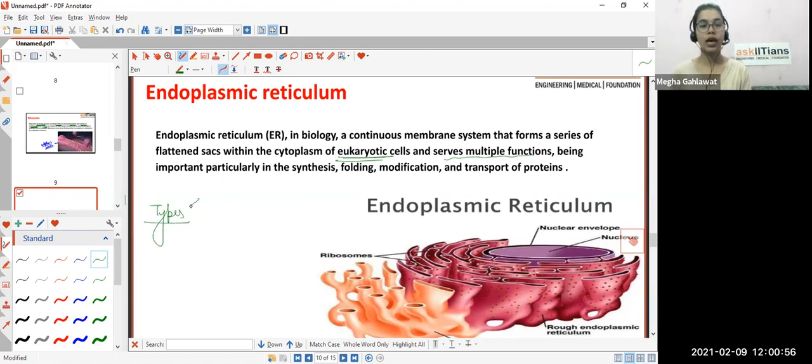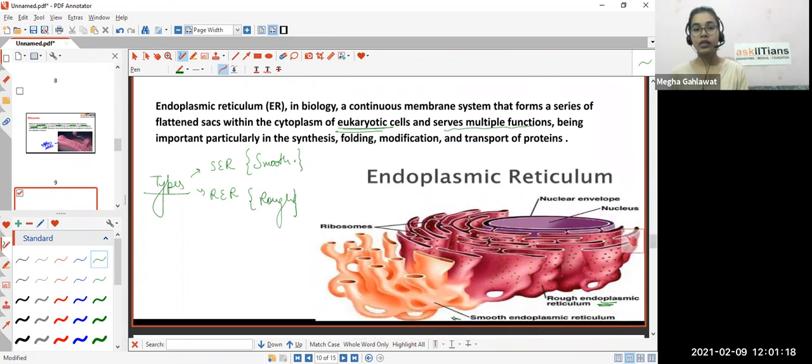Okay, so we have the SER and we have the RER: smooth endoplasmic reticulum and rough endoplasmic reticulum. Now, what you see right here is that rough endoplasmic reticulum is present just next to the nucleus, whereas the smooth endoplasmic reticulum is present in continuation with the rough endoplasmic reticulum. So first there is the nucleus, then the rough endoplasmic reticulum, then the smooth endoplasmic reticulum.